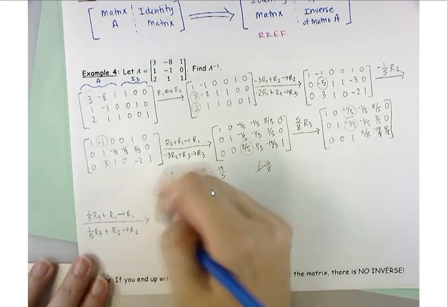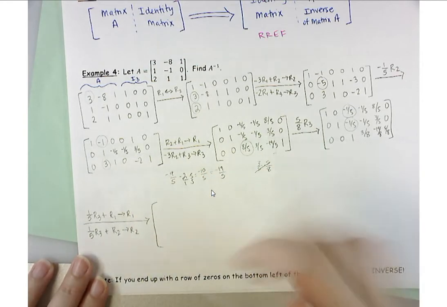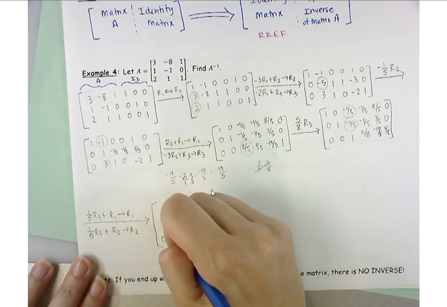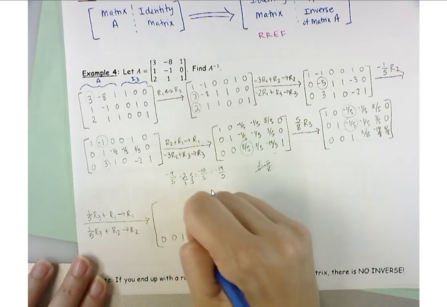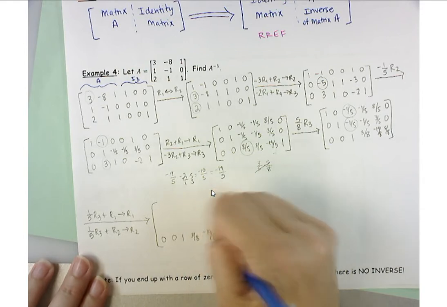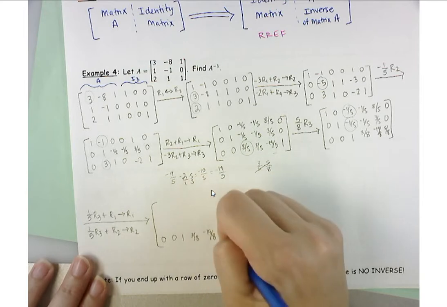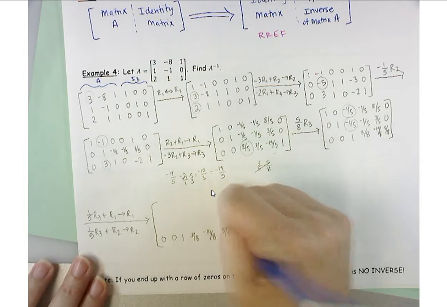So if you're trying to get zeros, you can do those both in one step. So the only row I'm not changing is row 3. So I have 0, 0, 1, 3/8, negative 19/8, and 5/8.